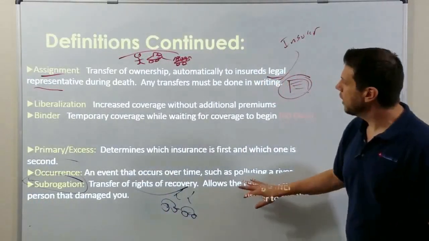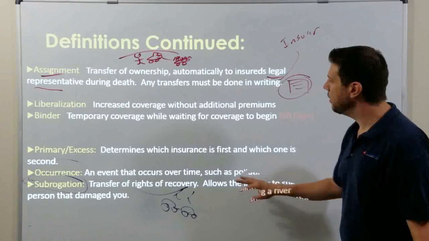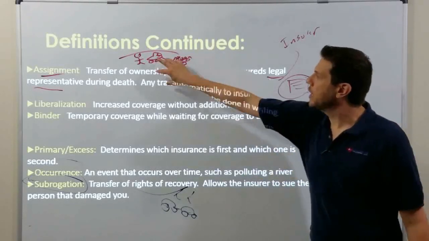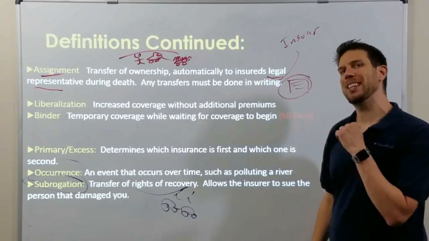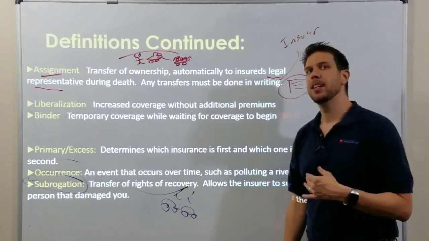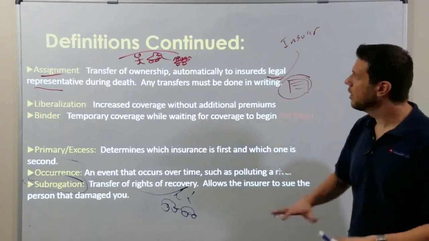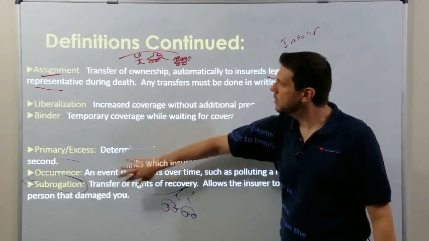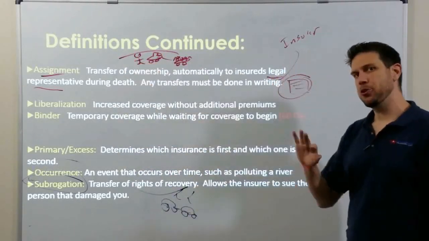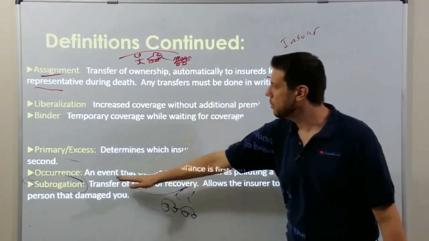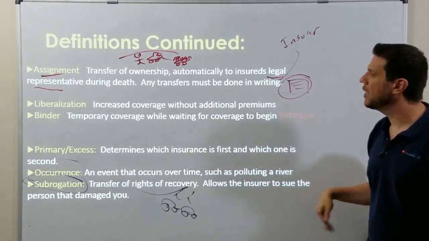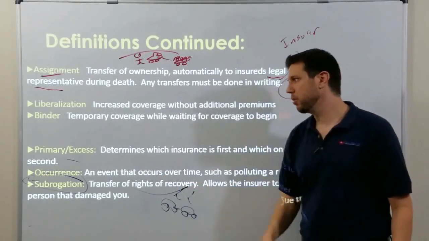So subrogation is the transfer of rights of recovery. It means to sue. Assignment is the transfer of ownership. And if you remember, the definition of insurance is the transfer of risk. So these will be on your test. Many people get the transfers mixed up. Assignment is the transfer of ownership. Subrogation is the transfer of rights of recovery. And insurance is the transfer of risk.